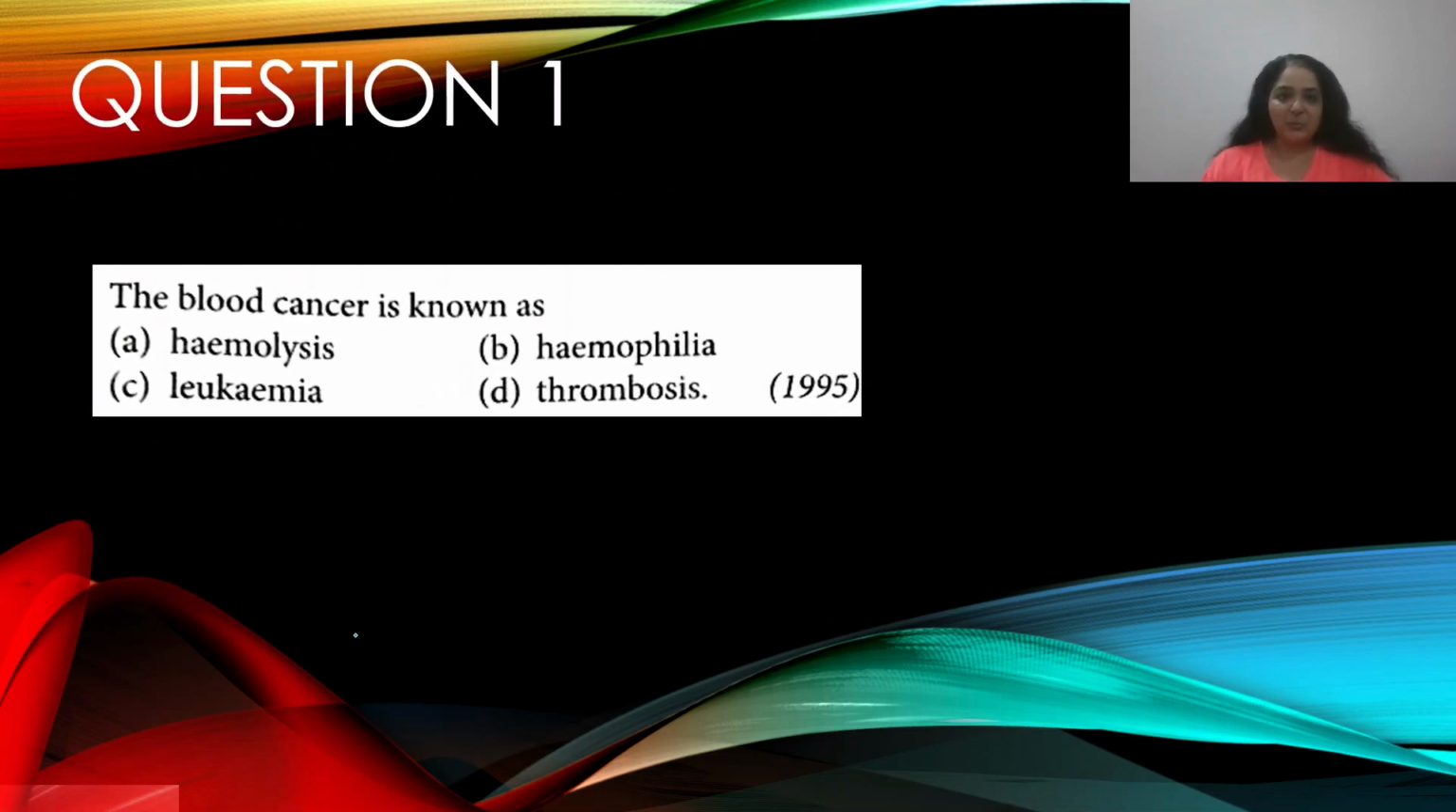Alright, so question number 1. The blood cancer is known as, and this appeared in the year 1995, A. Hemolysis, B. Hemophilia, C. Leukemia, D. Thrombosis. Okay, so blood cancer is known as C. Leukemia. Okay, answer is C, and then let's understand leukemia.